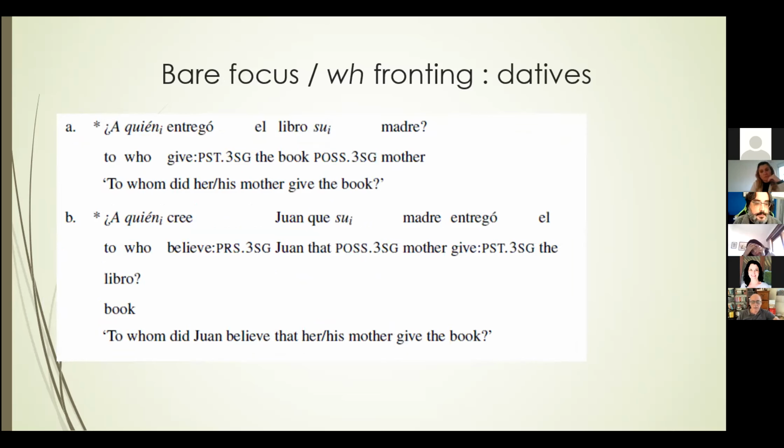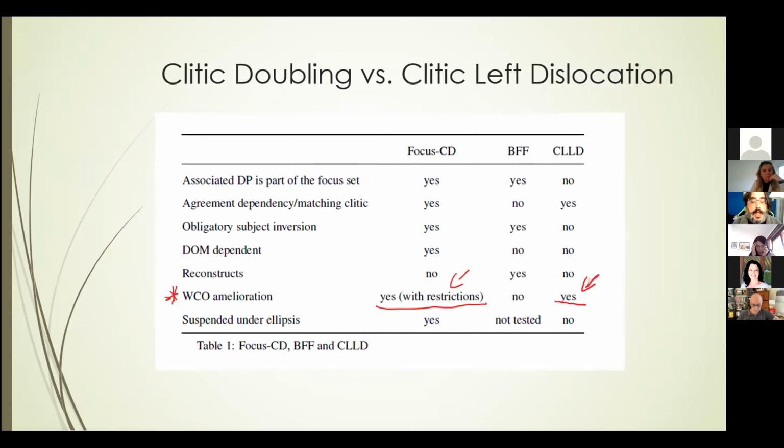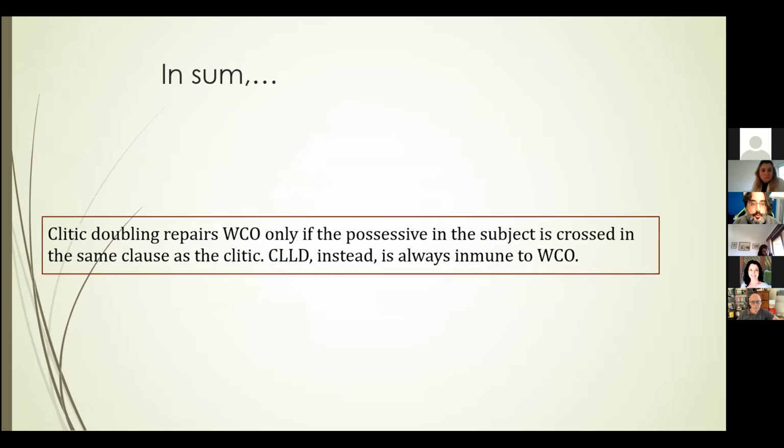Okay, verb focus, double H fronting with datives, always with crossover, as we observe also with respect to accusative doubling. So that's the point. You now understand what I meant when I talked about restrictions. The position of the possessive is crucial in doubling, not in clitic left dislocation. That's the thing we have to explain.